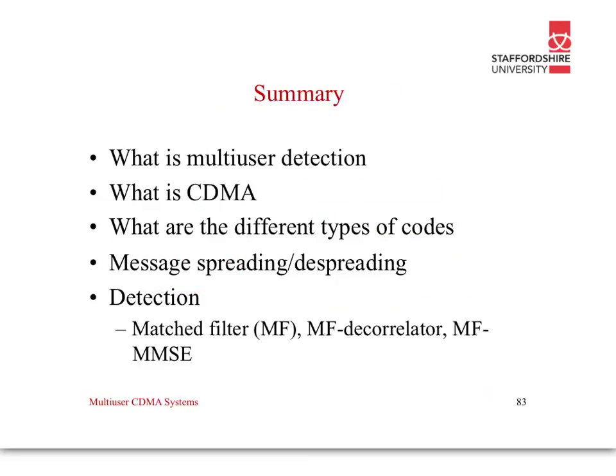So in summary, we've answered what is multi-user detection and what is CDMA, what are the different types of codes used in CDMA, what is message spreading and despreading, and we've given an example, and then once we've spread, how do we detect what was actually transmitted? And I've given 3 examples of detectors: matched filter, decorrelators, and minimum mean squared error matched filters.